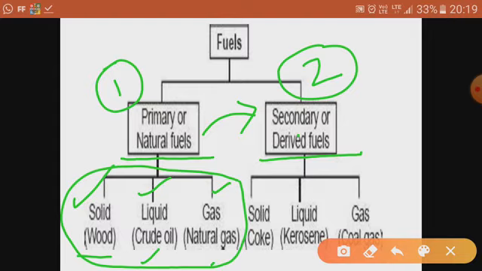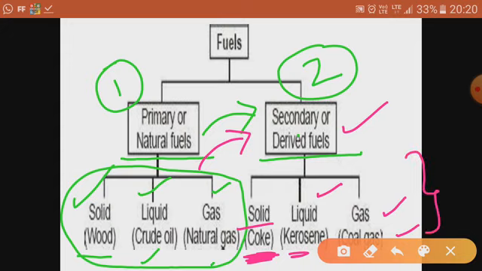Now the second one is secondary fuel, which is called derived fuel. Why derived? Because we derive them from the primary fuel. Now see, if it is solid then coke. You will come to know about coke in the next lectures. If it is liquid, kerosene, and gas, coal gas. You may not be familiar with coal gas or coke, but in the next classes you will definitely come to know. By that time, revise whatever we have done till now.